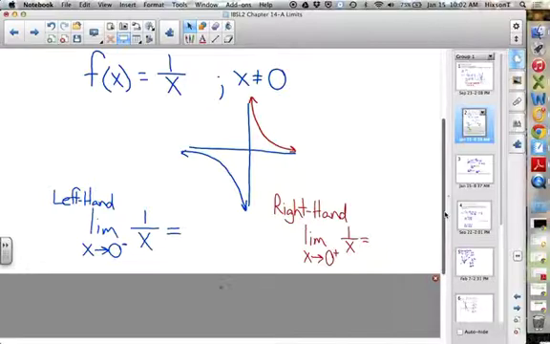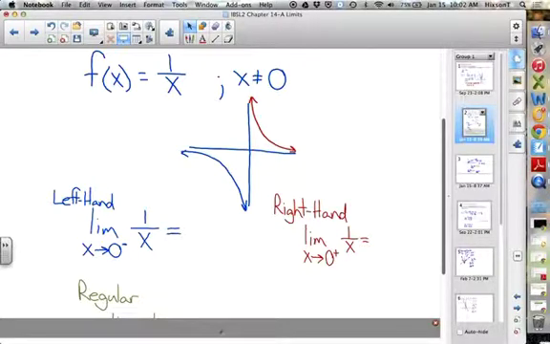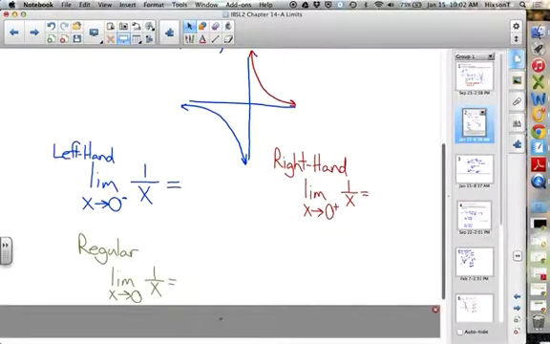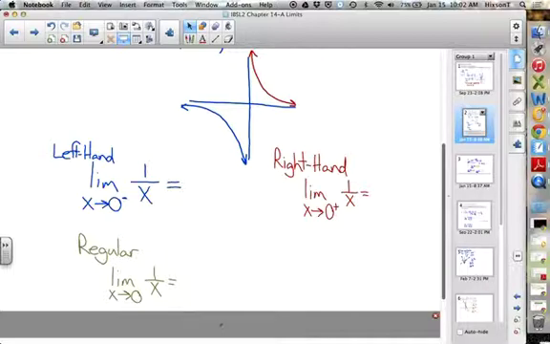Okay? So when we're finding, I just called it the regular limit, the limit as x approaches 0 of 1 over x, we have to first consider the left-hand limit and the right-hand limit. We're going to actually use this to develop a theorem, our first limit theorem. Okay? So, take a look.